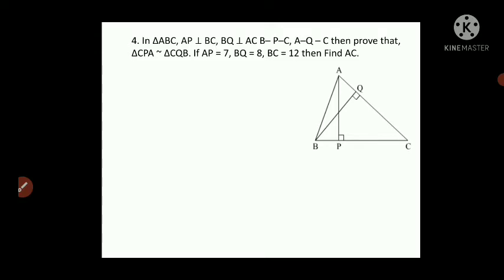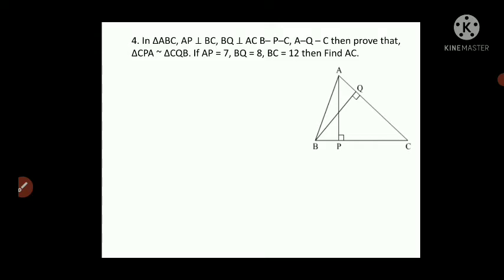Then you have to prove, first, that triangle CPA, check this triangle CPA, is similar to triangle CQB, and the second part is given, the dimensions are given now. AP is 7, BQ is 8, BC is 12, and you have to find the length of AC.